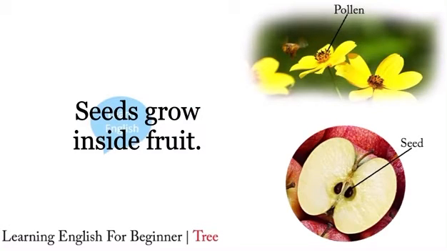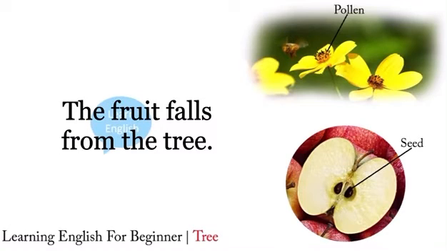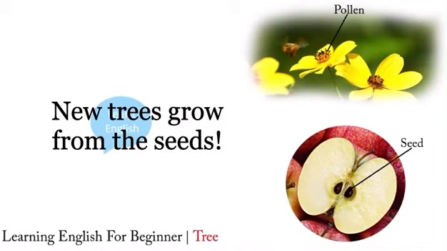Seeds grow inside fruit. The fruit protects the seeds. The fruit falls from the tree. Then the seeds go into the ground. New trees grow from the seeds.